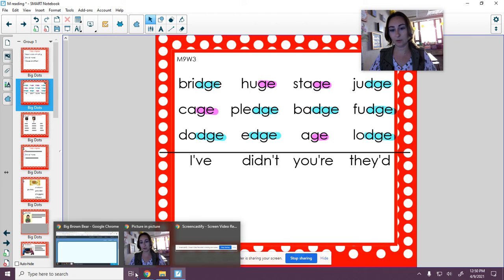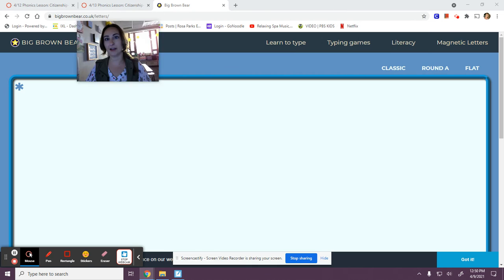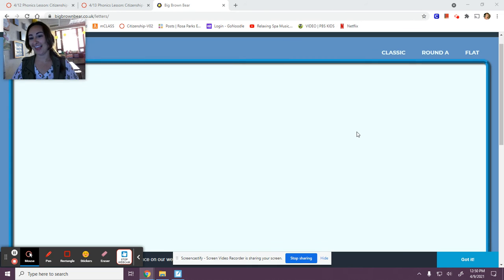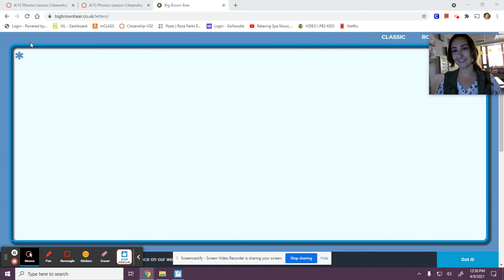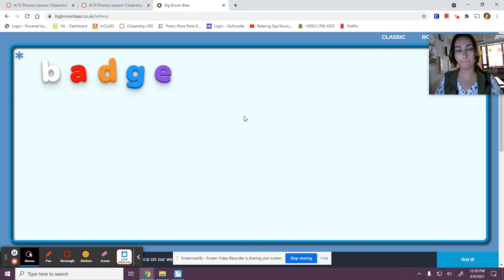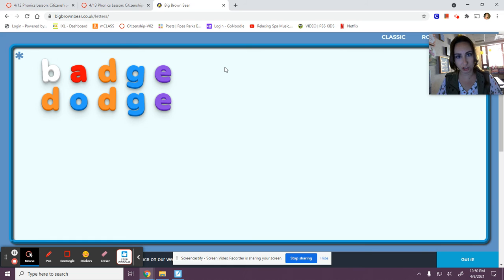So let's go ahead and open up our magnet builder. And let's build some of the D-G-E words together. Let's try badge. B. Badge. What about dodge? Dodge. D. Dodge.